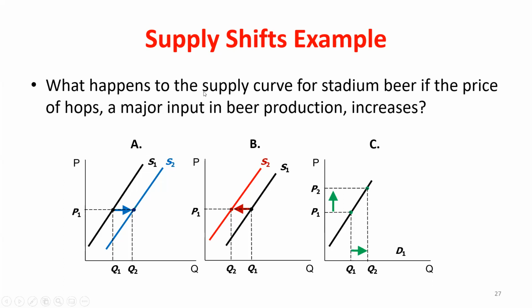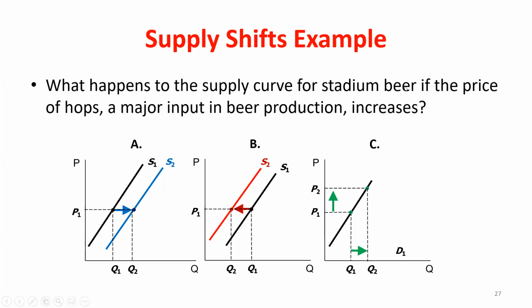So let's say we've got the supply curve for stadium beer. One of the major inputs, hops, the price increases. If the price of hops increases and it's a major input, what's going to happen to our supply curve? Before we even think about the visual shifts, if my input prices are higher, I'm going to supply less. A decrease in supply.